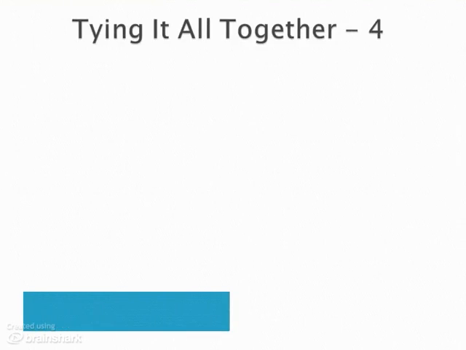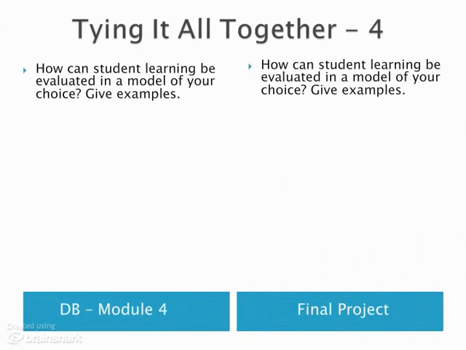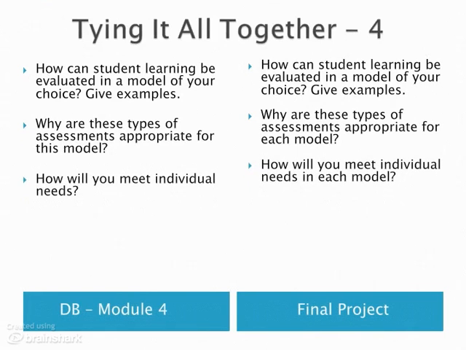Let's make one more comparison. This comparison is between one of the discussion board assignments for Module 4 and the final project. As you can see, they both expect you to answer the question, how can student learning be evaluated in a model of your choice? You are required to give examples in both assignments. They also require you to answer the questions, why are these types of assessments appropriate for the model or models that you chose, and how will you meet individual needs?